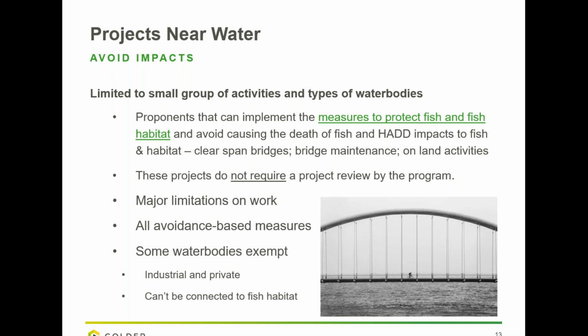The exemption of water bodies, again, it does focus on industrial and private water bodies, but there is a caveat to that in that they can't be connected to any fish-bearing waters or fish habitat at any point in any given year. So again, even if you've got a water body that might be connected intermittently, if it does connect to a downstream fish habitat, it may be considered under the Fisheries Act.